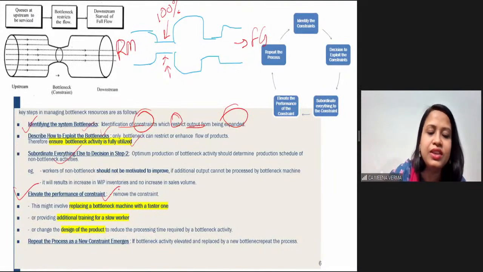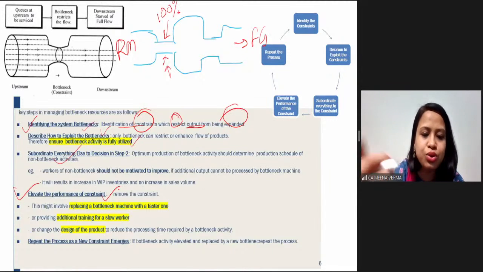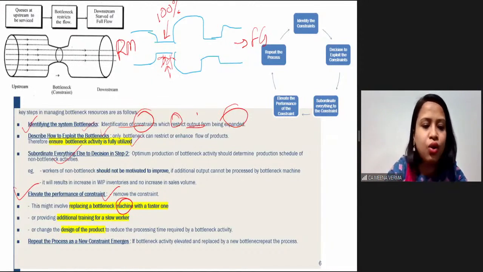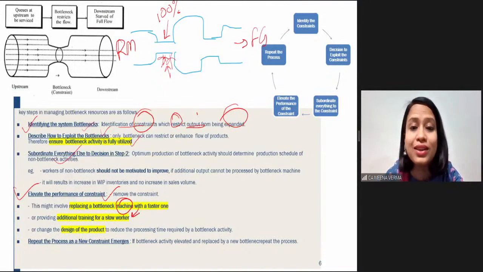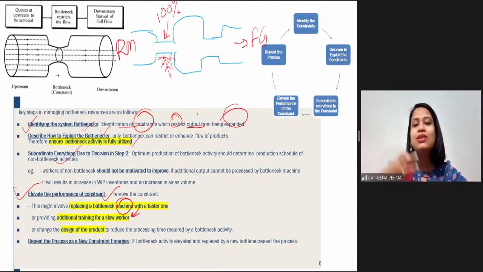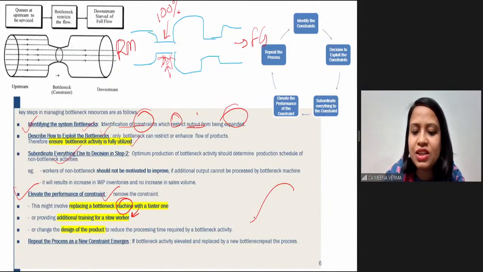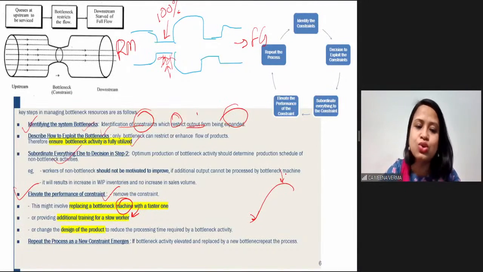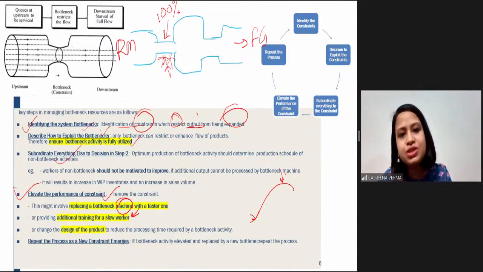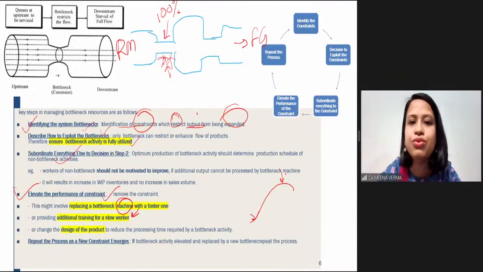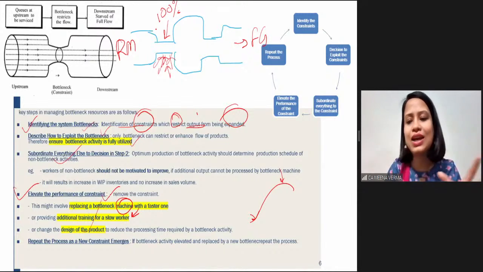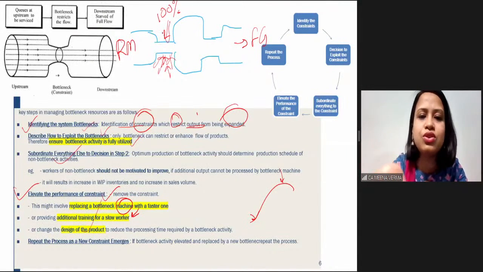Evaluate the performance of the constraint and then find the way to improve this place. How to improve? Replace the machine. If the machine at this place is slow, replace it with a high-speed, fast machine. If the workers are slow at this place, provide them proper training in order to increase their efficiency. You know the learning curve: labor is inefficient initially, and gradually the labor learns that work and becomes efficient. So if the labor is slow, provide proper training in order to improve. You can also design your product so that it improves your resources at this place.